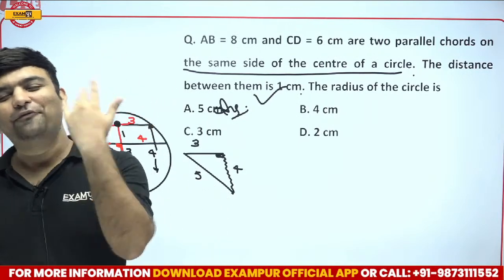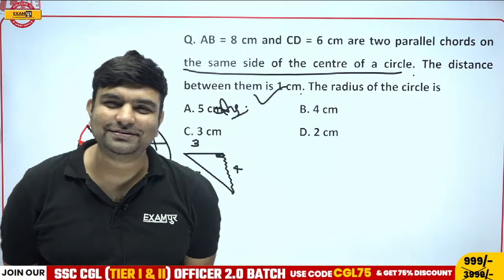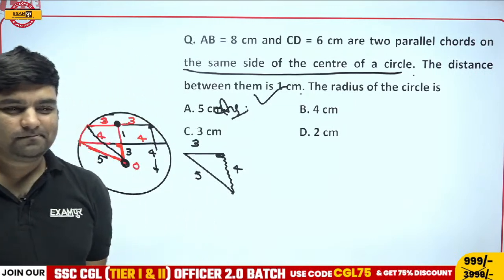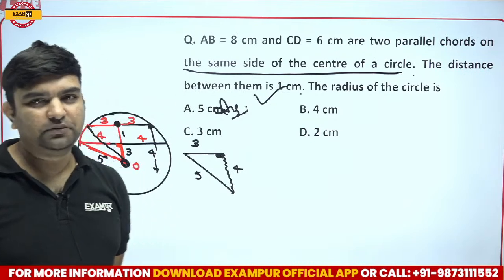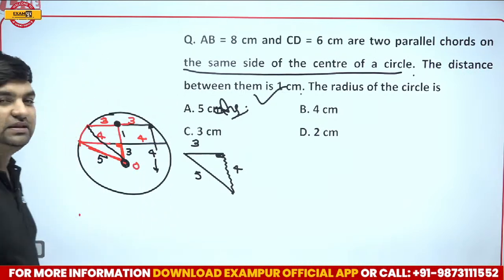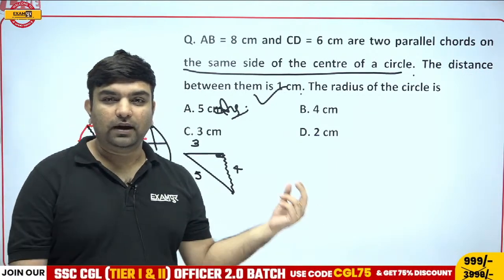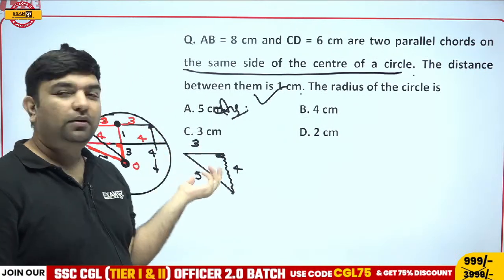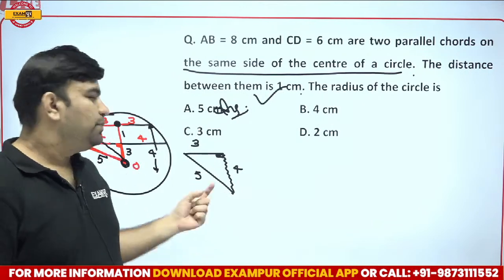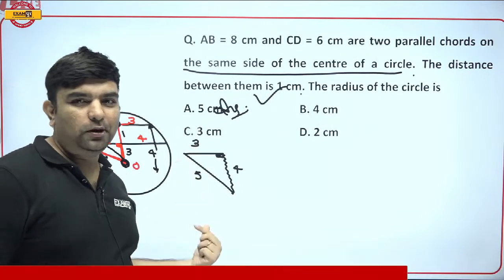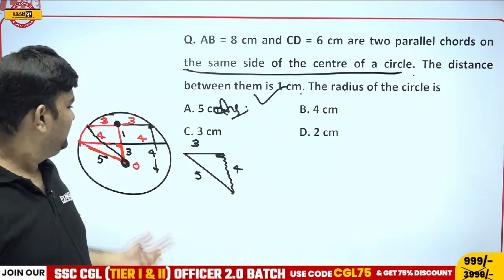Is there a formula for it, a shortcut? It's just observation, this is observation. However, this will fail if I change the word to the opposite side of the center.